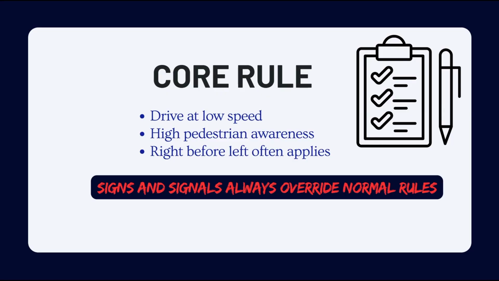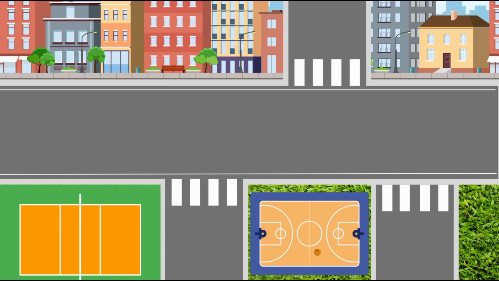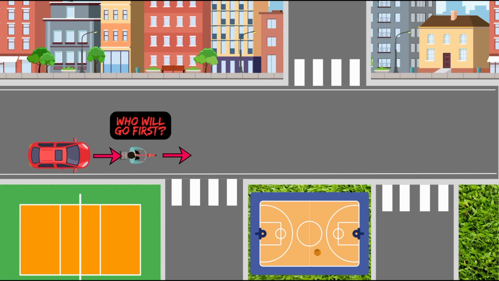Now let's understand this core rule with the help of a diagram. Here we can see a diagram of a residential area where there are multiple intersections. At this intersection on the play street, we can see there is a cyclist coming in, and at the same time there is a vehicle coming behind the cyclist. In this case the cyclist wants to go straight, and the red vehicle also wants to go straight. Now we might have a question: who will have the first priority?